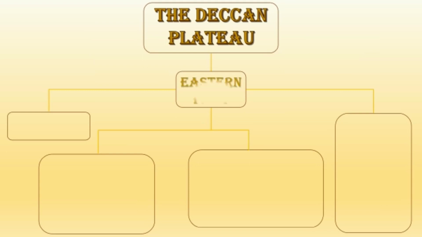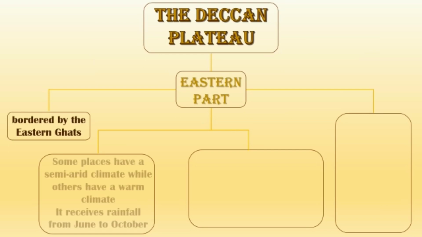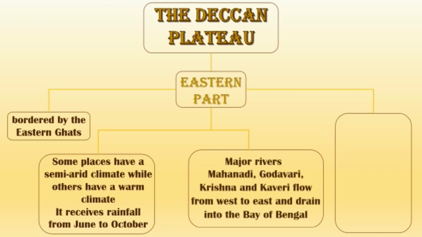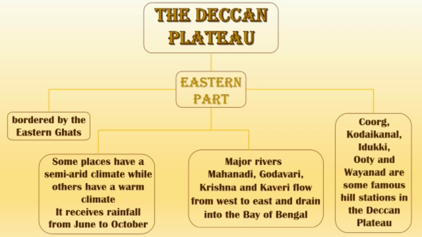The eastern part of the plateau is bordered by the Eastern Ghats. Some places have a semi-arid climate while others have a warm climate. It receives rainfall from June to October. Major rivers Mahanadi, Godavari, Krishna, and Kaveri flow from west to east and drain into the Bay of Bengal. Coorg, Kodaikanal, Idukki, Ooty, and Wayanad are some famous hill stations on the Deccan Plateau.